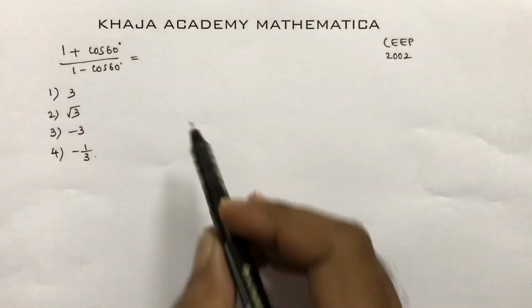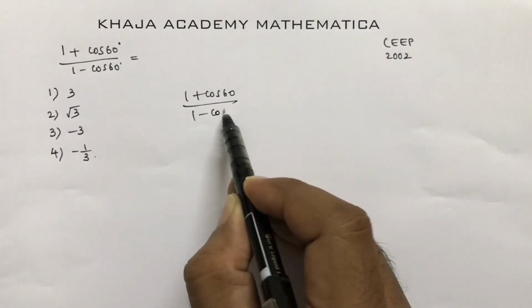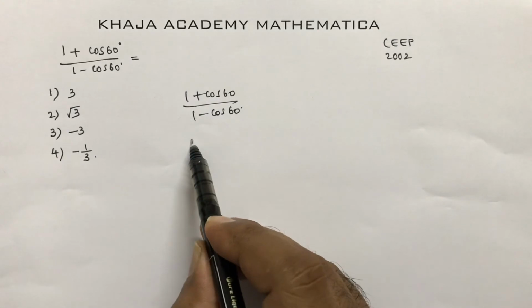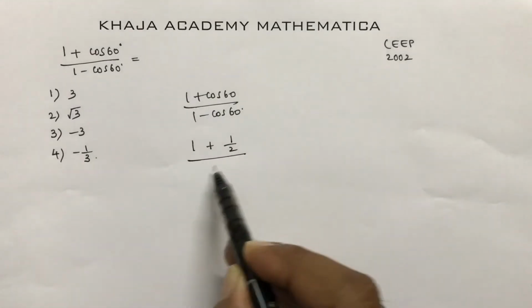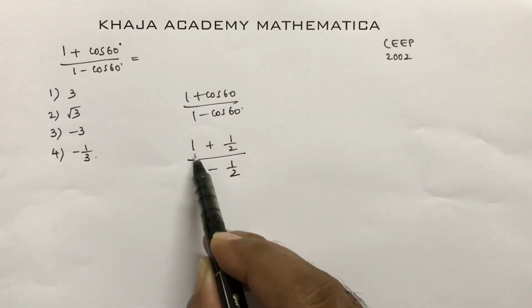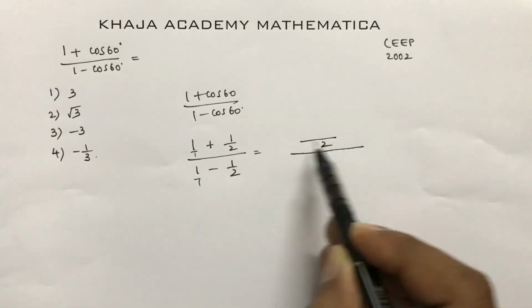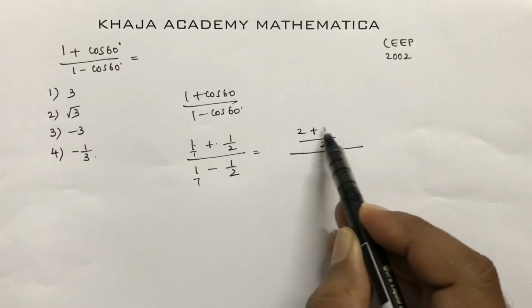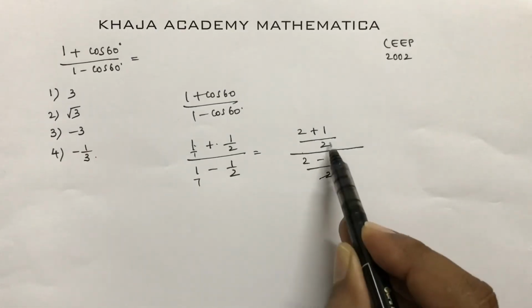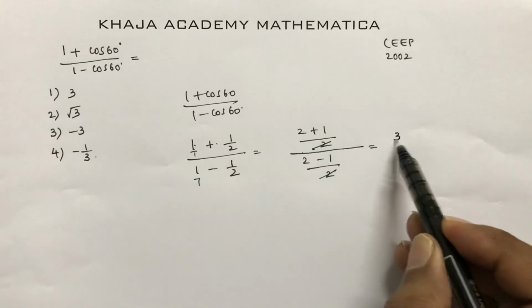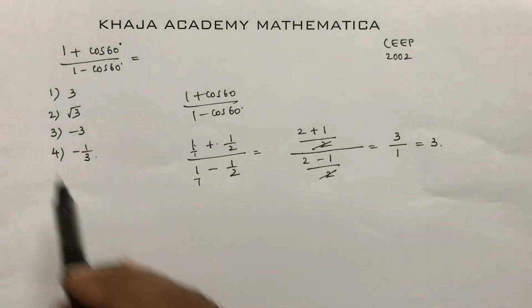So we need to find the value of 1 plus cos 60 by 1 minus cos 60. Cos 60 value is 1 by 2. So 1 plus 1 by 2 by 1 minus 1 by 2. In the numerator, if we take LCM, that is 2, so 2 plus 1. In the denominator, LCM is 2, so 2 minus 1. Here 2 and 2 cancel. 2 plus 1 is 3, 2 minus 1 is 1. So the answer is 3. So the correct option is 1.